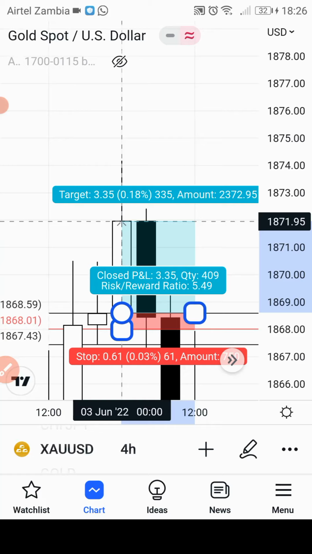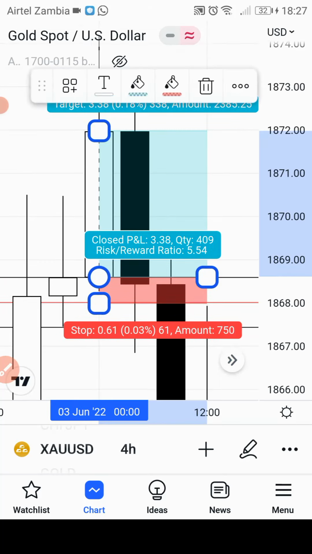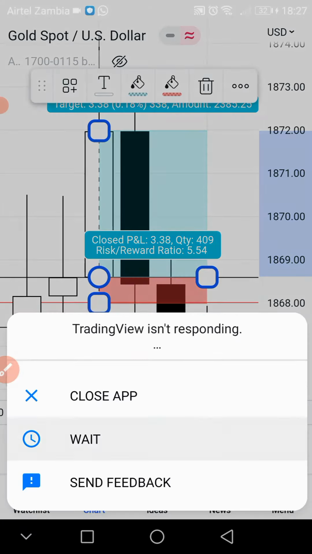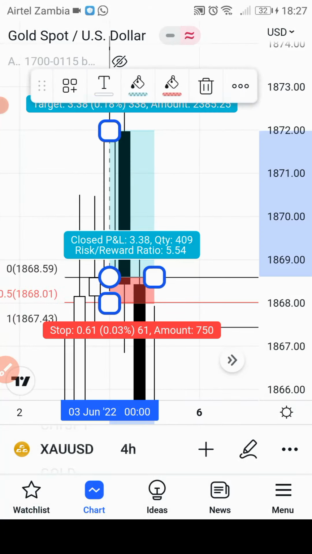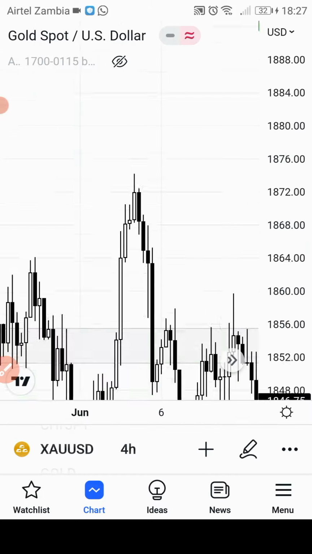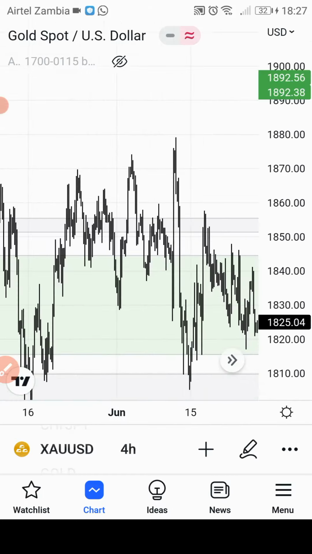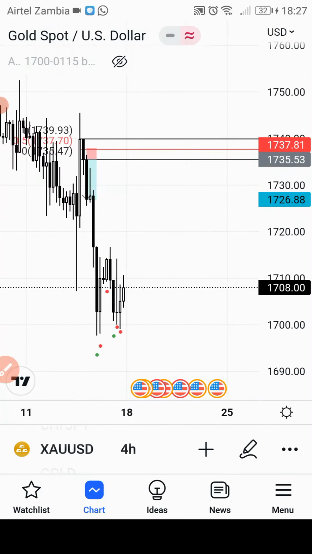So if this candle closed bearish, it would have obviously been a loss, or if it hit SL, it would have obviously been a loss. But we can see it was a winning trade, which gave about 5.54 RR, which is pretty cool. Anyway, so that's how the strategy works. So you just continue doing this process, and yeah, it's a profitable strategy.